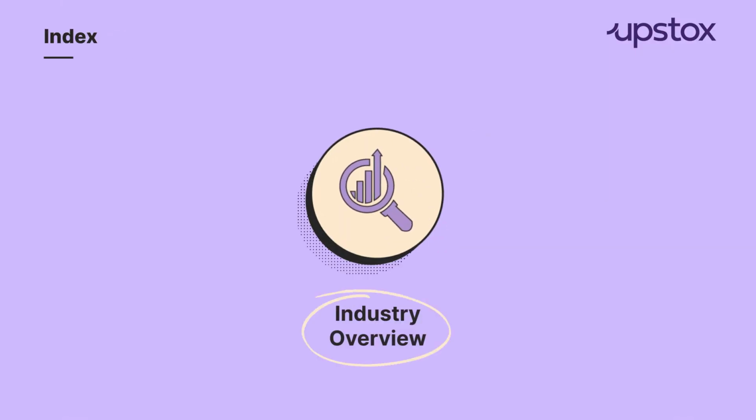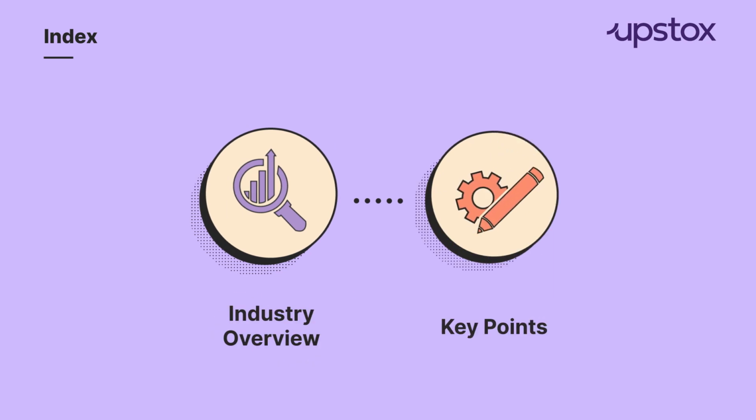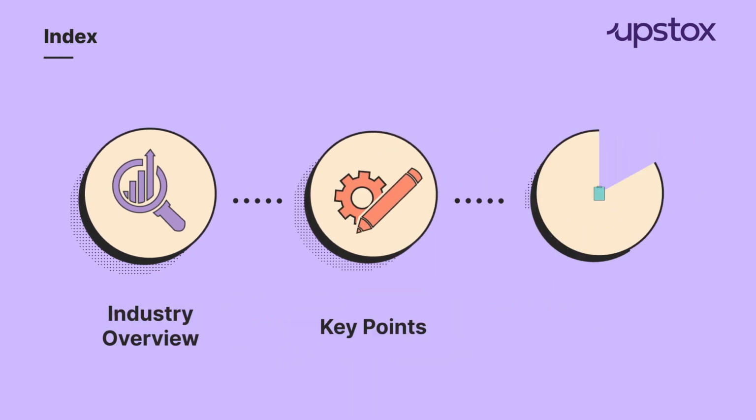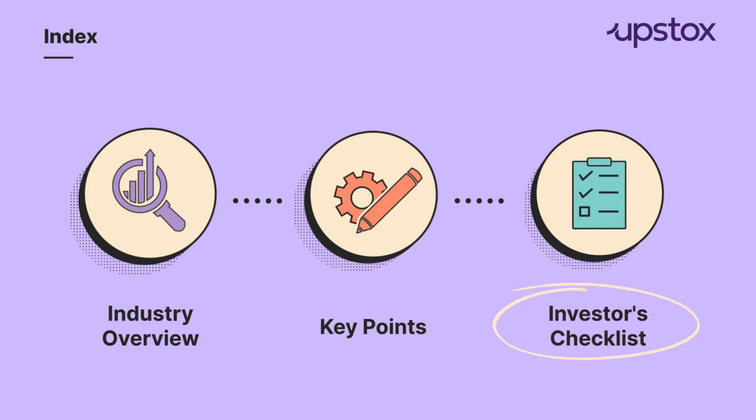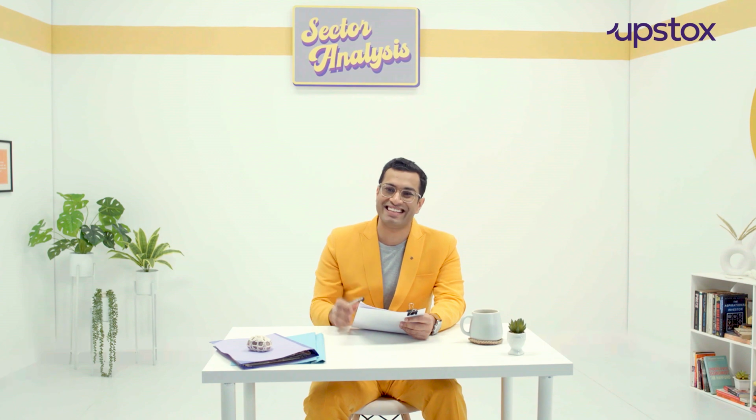There are three specific topics that we are going to discuss. First, I will help you understand the industry overview of the metal sector. Second, I will help you decode some of the key points associated with the metals industry. And third and finally, we will go through an investment checklist that you can use to make better decisions in this sector. So let's get this class started.